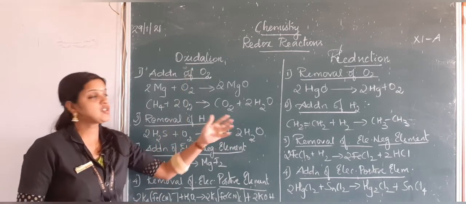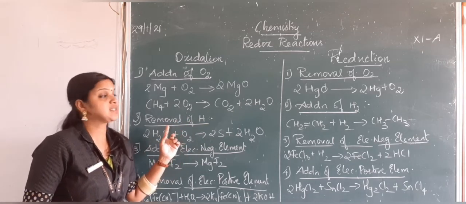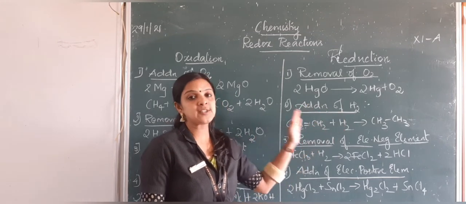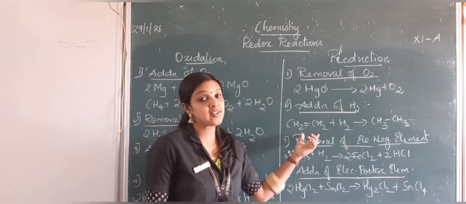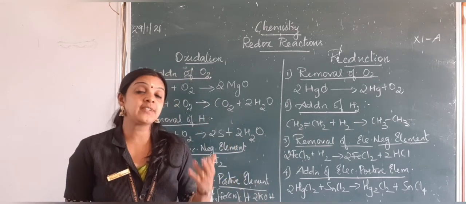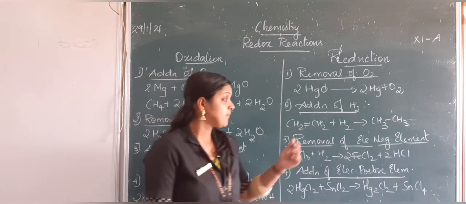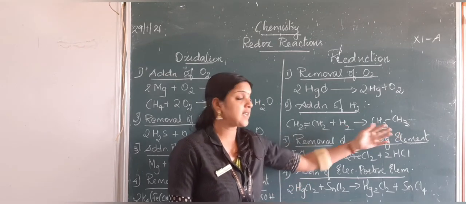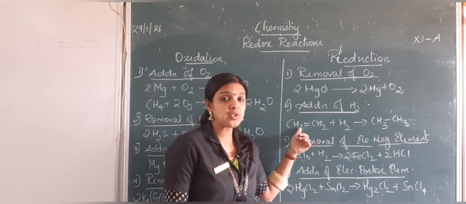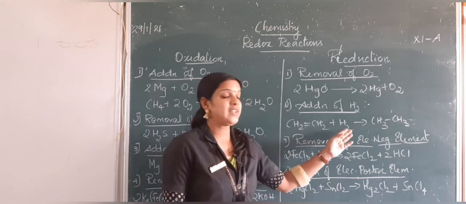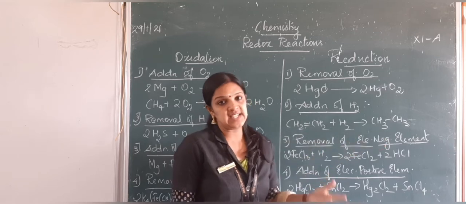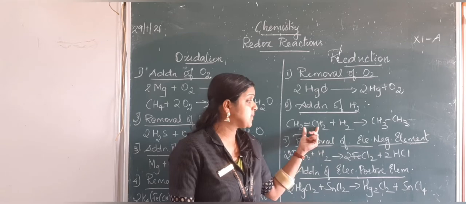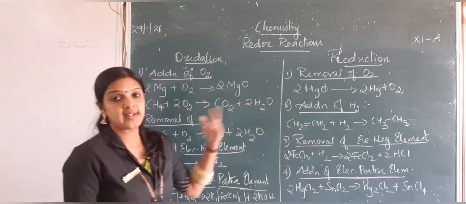So what should be reduction? When removal of hydrogen is oxidation, addition of hydrogen will be reduction, the reverse of it. This is an addition reaction which I would like to recall, which we have learnt in our 10th standard, children. Unsaturated hydrocarbons undergo addition reaction to become saturated. So CH2=CH2 is ethene. When it reacts with hydrogen, it forms ethane. This is a simple addition reaction where hydrogen is being added. So that is called reduction.